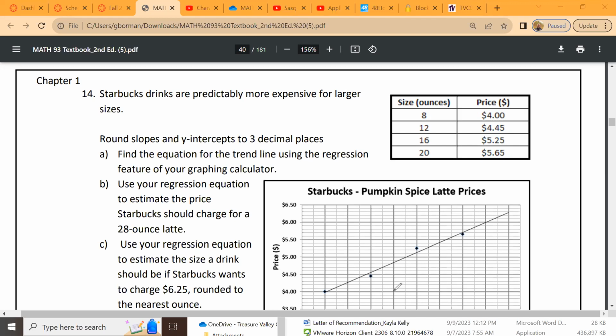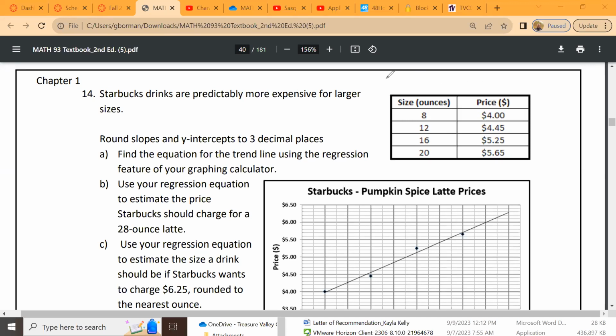And that's not always the case. The more you buy, usually the less you pay per ounce. And so oftentimes the points might have a pattern that's a bit more like this. Instead of a straight line pattern, you have something like that. We'll take a look at that later on in the course.